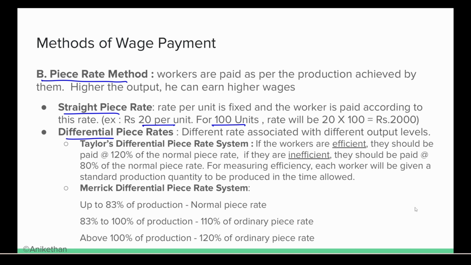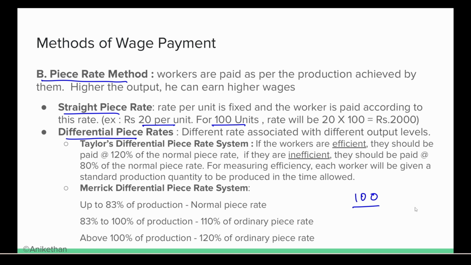And there are also differential piece rates. These were devised by various economists and great thinkers during the industrial era to improve the efficiency of the labor. In the differential piece rate, there will be different zones or efficiency rates. Based on those efficiency rates, the piece rate varies. Let us start with one of the classic ones, the Taylor differential piece rate. This system classifies whether a worker is efficient or inefficient.